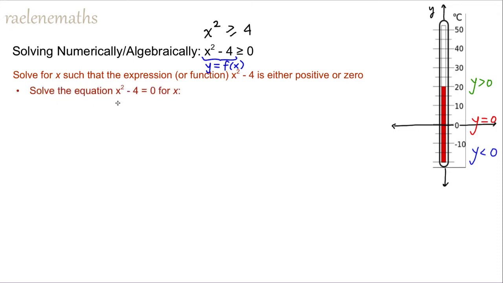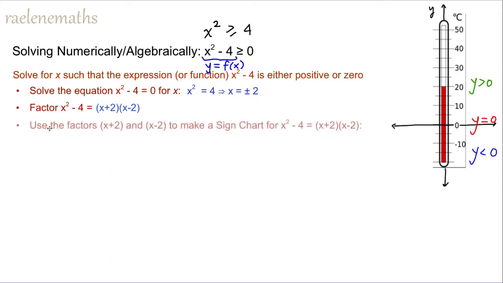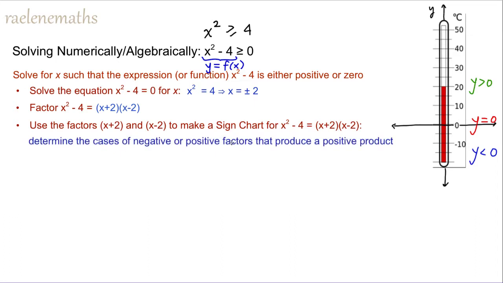And so to do this, we are going to first of all find the zeros or the roots of the equation x squared minus 4 equal to 0. We found those as x equals plus or minus 2. The next step is to factor the expression or the function x squared minus 4, which in this case factors to x plus 2 times x minus 2. We do this because then we can look at combinations of the factors' signs, positive times negative, for example, and we will organize this information in a sign chart.